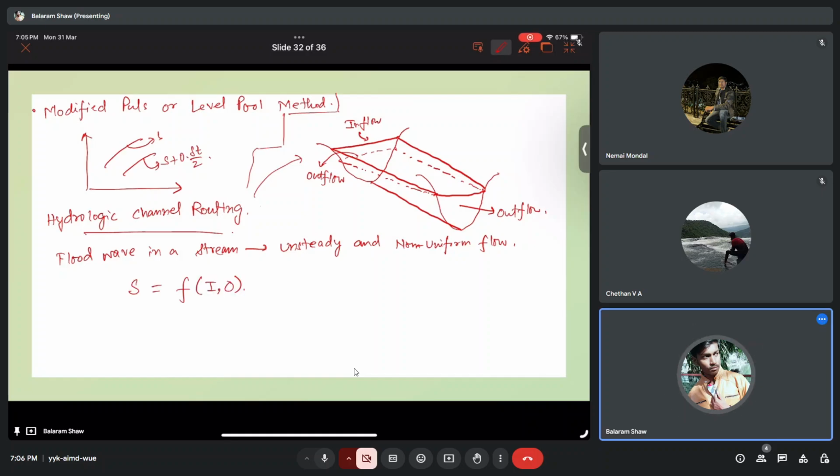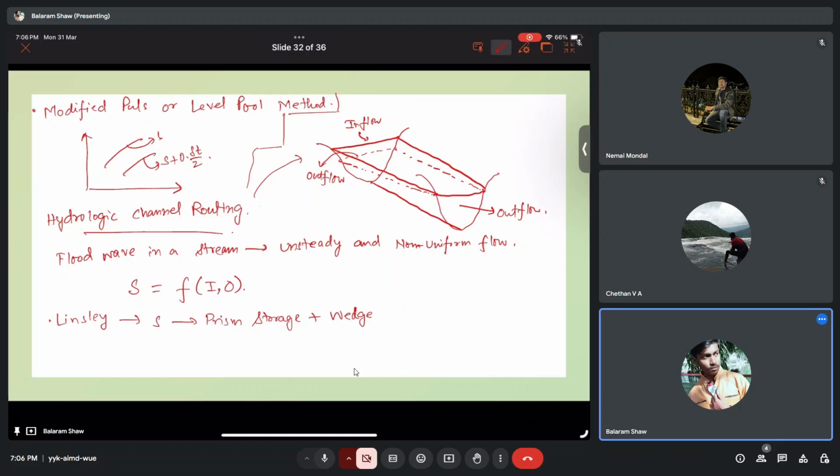And remember, in reservoir routing, what do we consider? We consider only the storage change as a function of outflow only. Okay. So for this, there is Linsley. He gave that the channel storage change can be considered as the sum of two portions. That is prism storage and the wedge storage. Okay, Linsley has considered two parts.